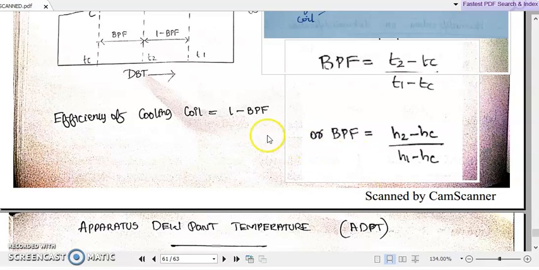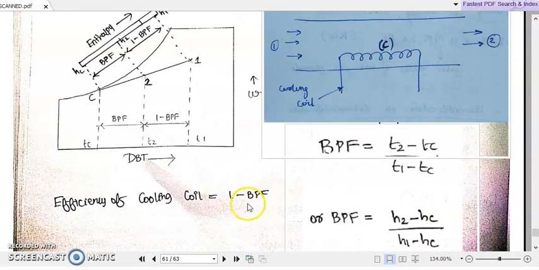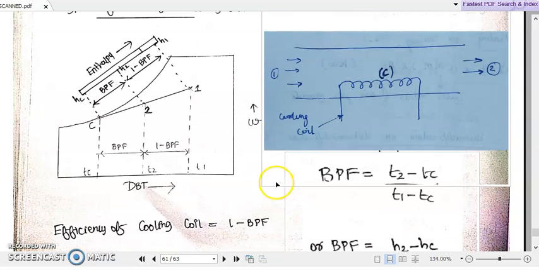Then if we want to represent the efficiency of the cooling coil, that will simply be 1 minus bypass factor. So 1 minus bypass factor focuses mainly on this section 1 to 2. This section represents those air molecules which came into contact with the surface of the cooling coil and actually got cooled. They didn't bypass the cooling coil, and the efficiency or cooling capacity of the cooling coil is represented by the line 1 to 2. 1 to 2 represents the cooling action produced by the cooling coil.